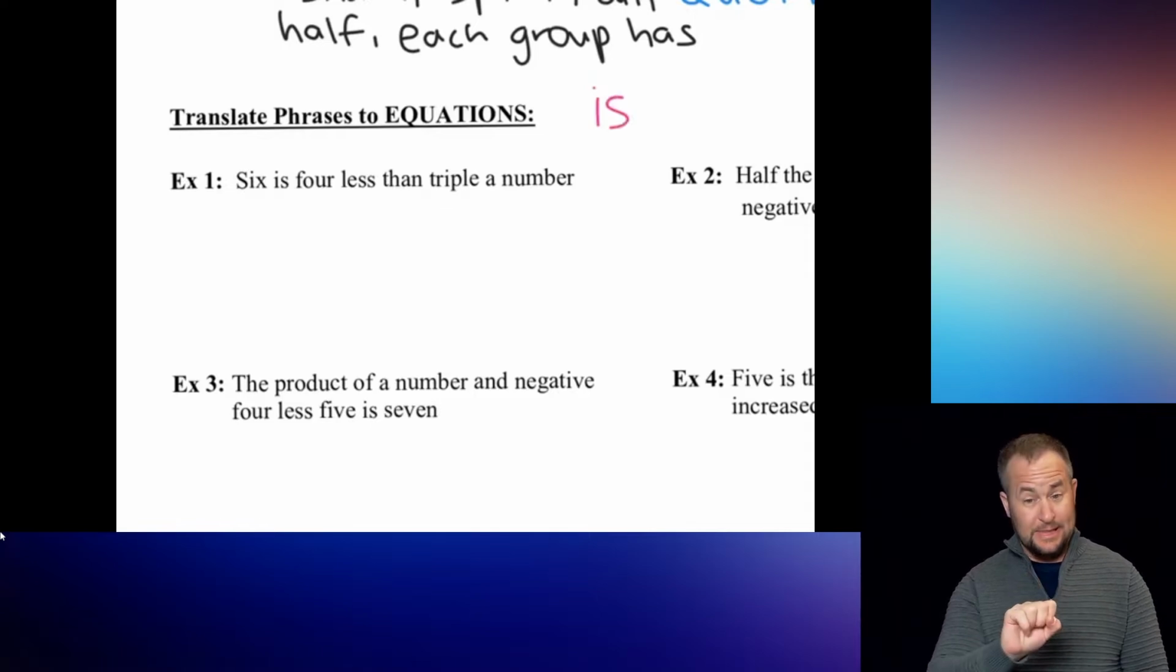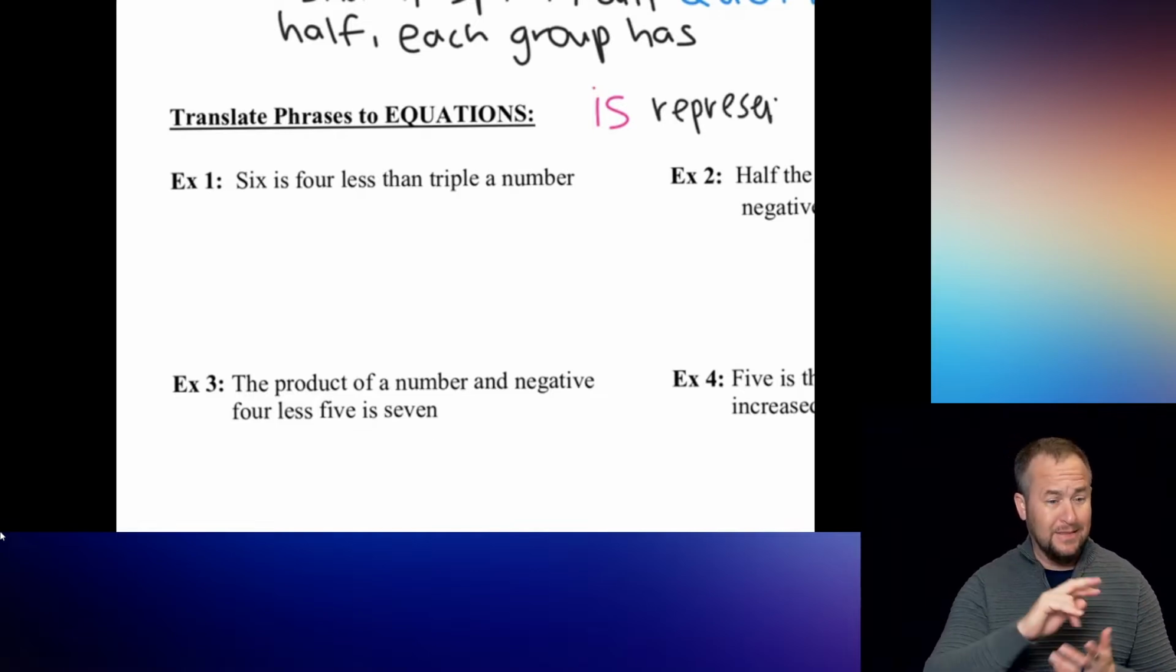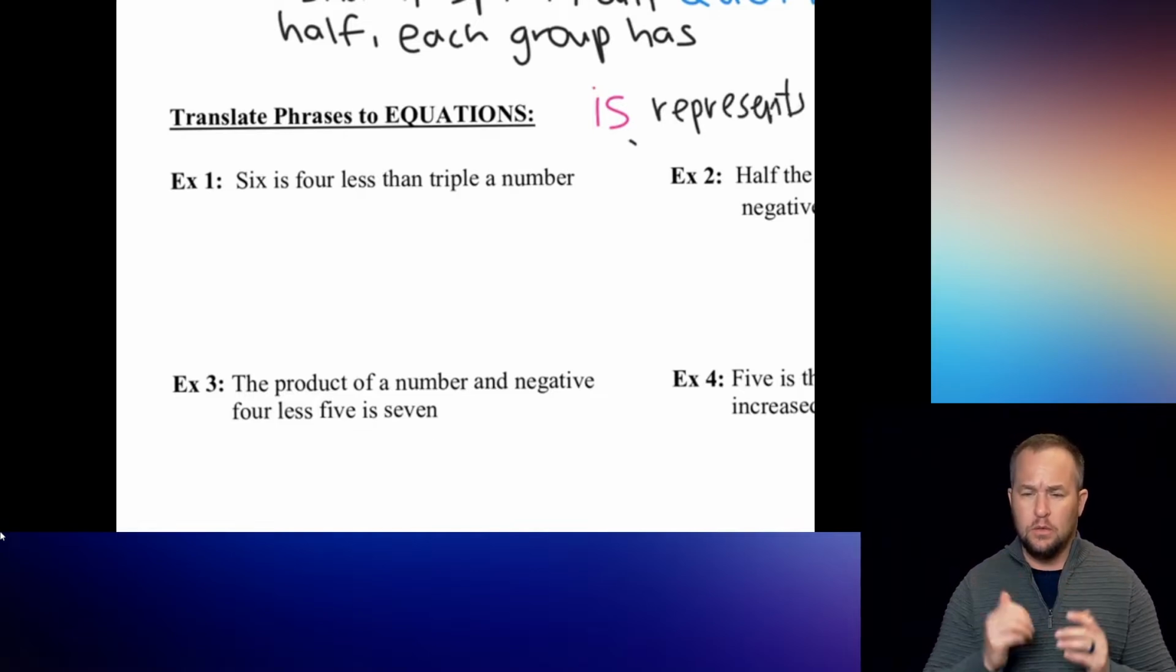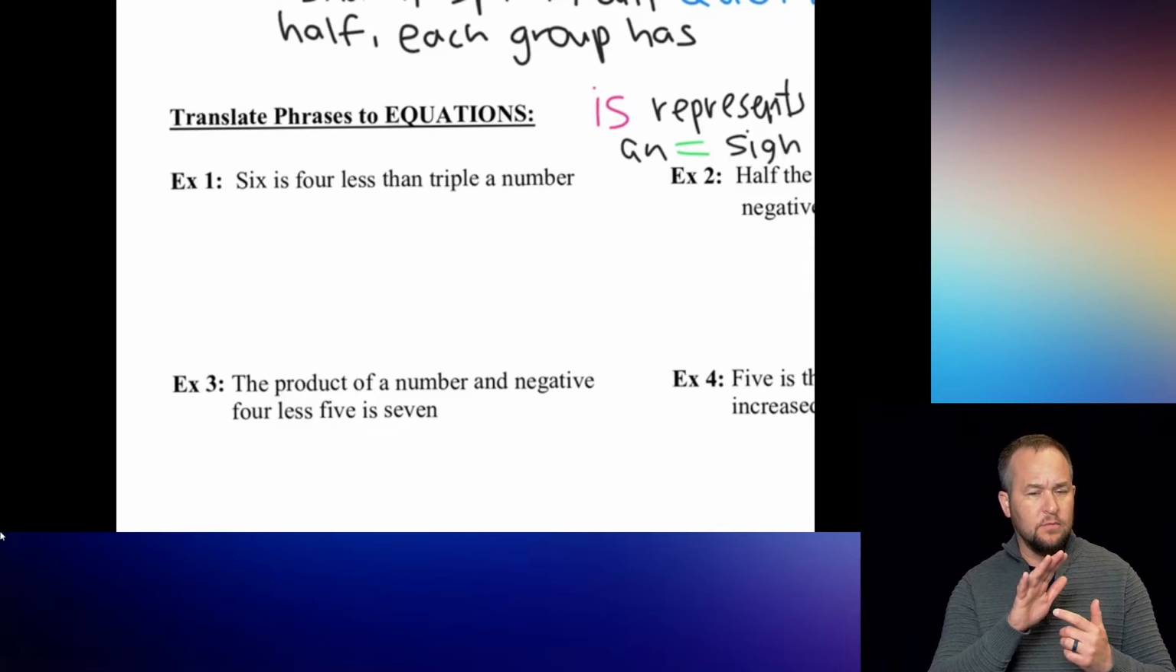Is represents equals. So is represents an equal sign. So just keep that in mind when you're writing these because we haven't really seen that yet.